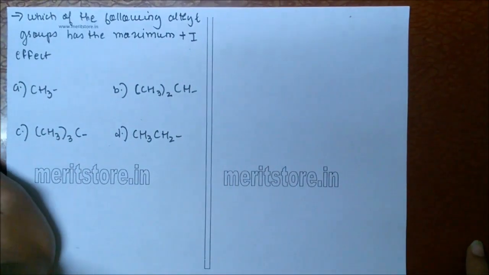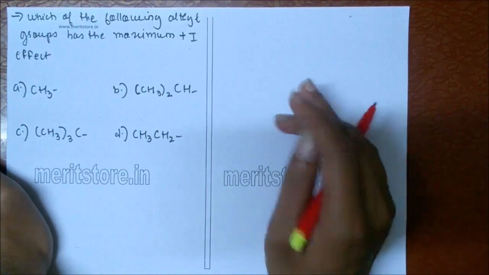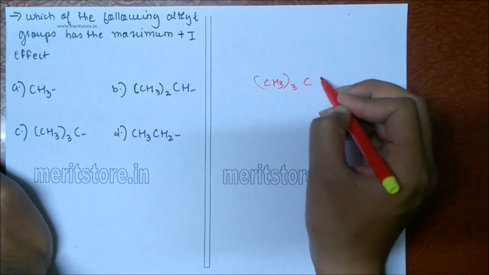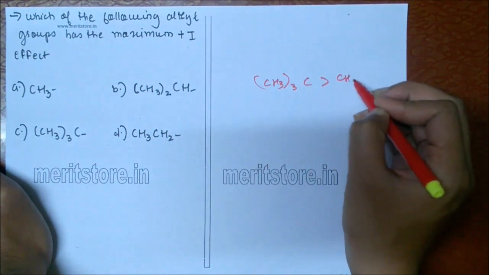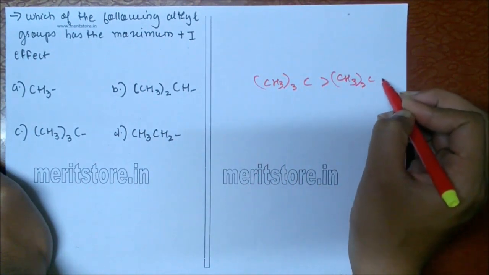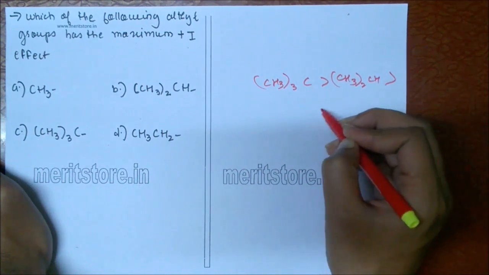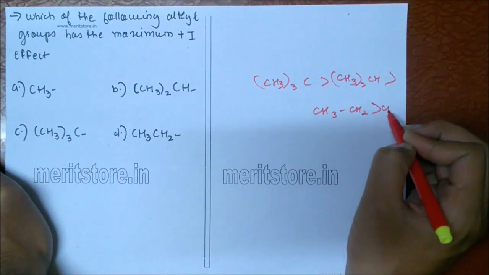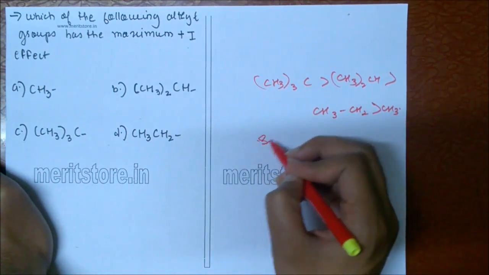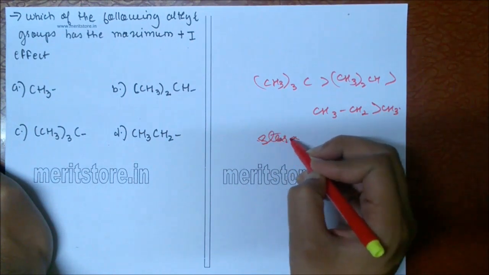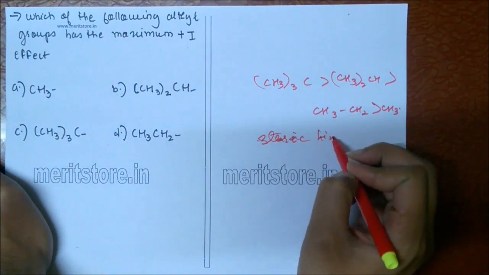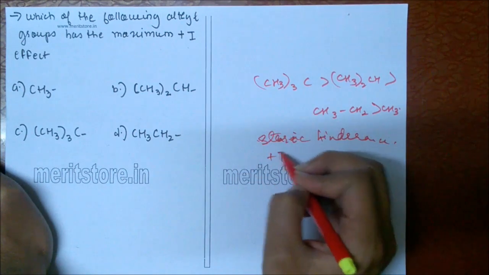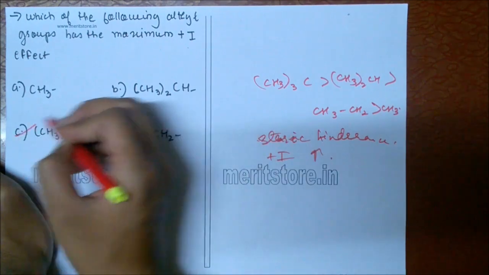Which alkyl group has the maximum +I effect? The increasing +I effect order is: methyl, then ethyl, then isopropyl, which is a secondary alkyl, then tertiary butyl, (CH3)3C. As the steric hindrance increases, the +I effect increases. So option C is the correct answer.